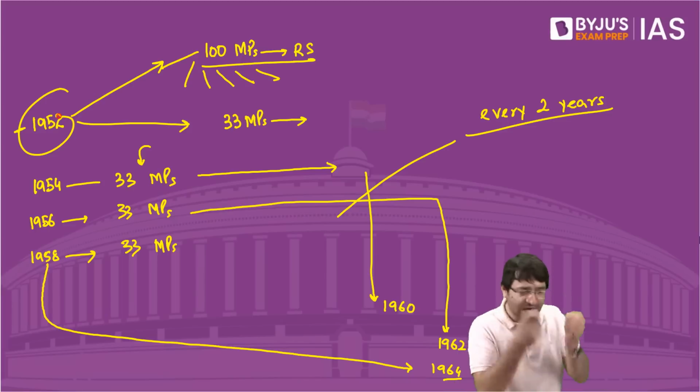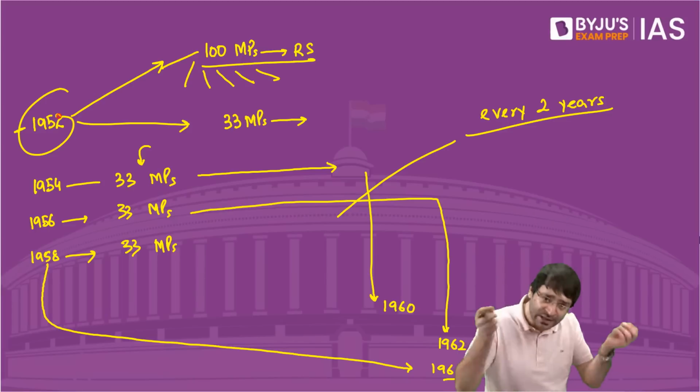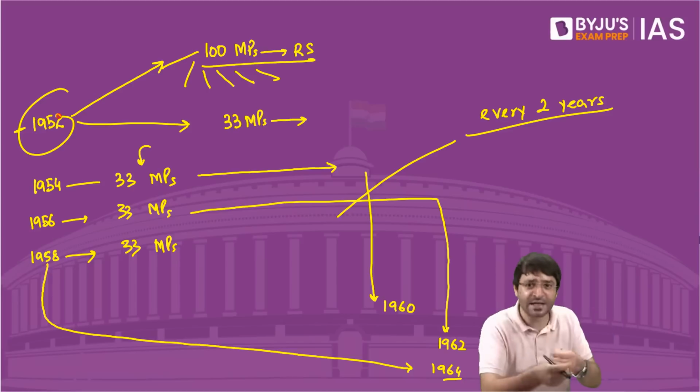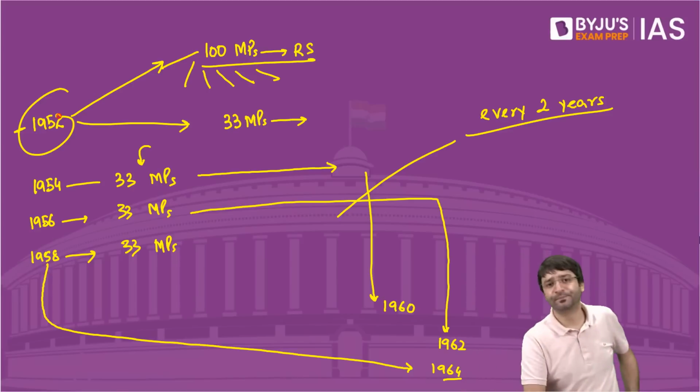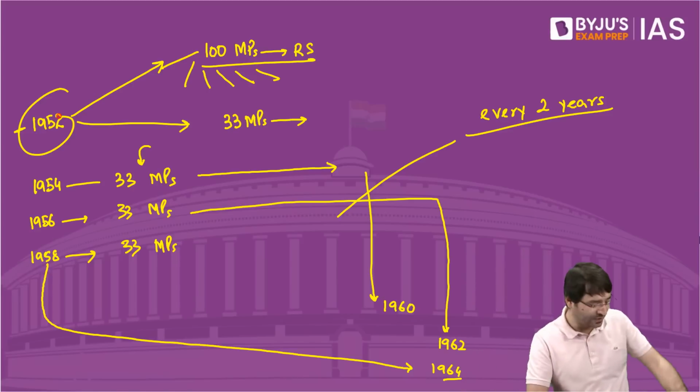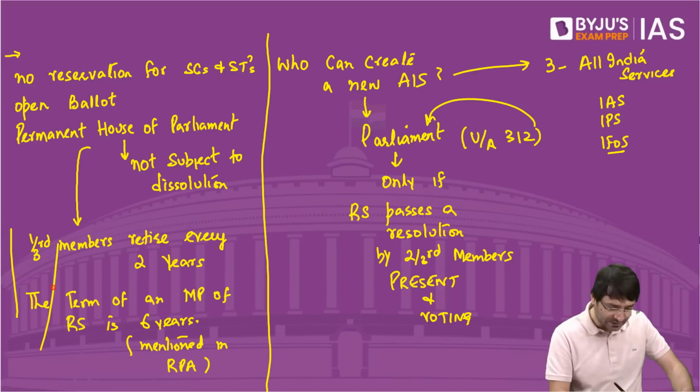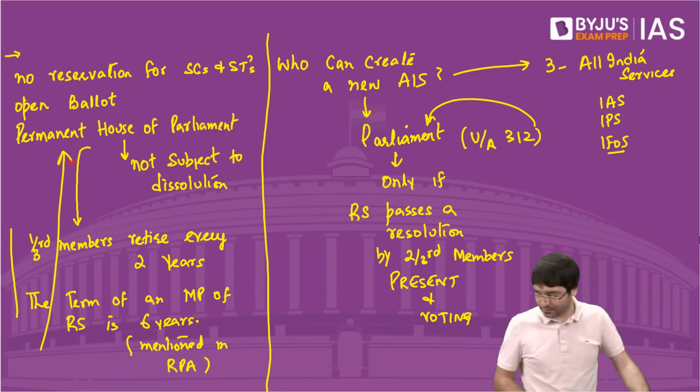Which means at any given instant, Rajya Sabha is full of members. Rajya Sabha cannot be dissolved. It is not subject to dissolution. That is how we ensure the permanent nature of Indian Parliament.